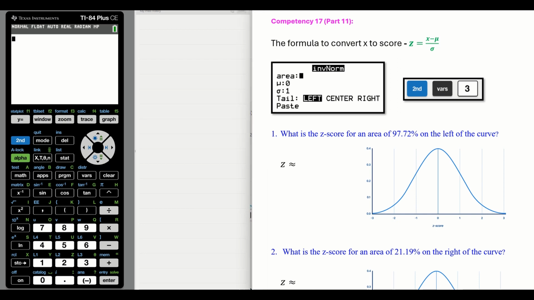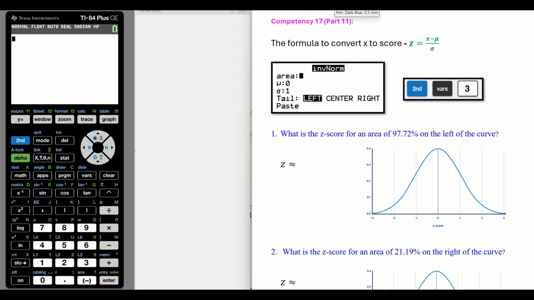Most of us were taught the formula to convert any x value we're given to a z-score. There's our formula. This z-score formula, I never remembered. But the truth is, there's a way to go backwards with some of what we've already done and get the z-score without knowing other information. So let's take a look at this.